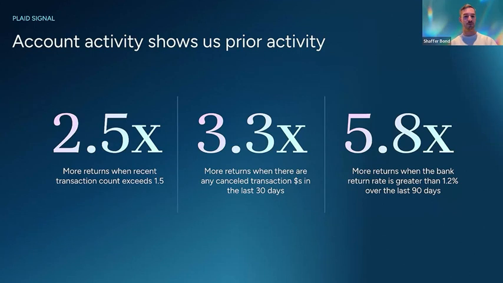And lastly, we've observed 5.8 times more returns when the bank return rate is above 1.2% over the last 90 days. That basically means there's a concentration of risk across certain accounts in certain banks. These examples, again, are just a fraction of what we're considering in the model. There are many more features, but a sense of prior behavior in their account is a very important indicator.